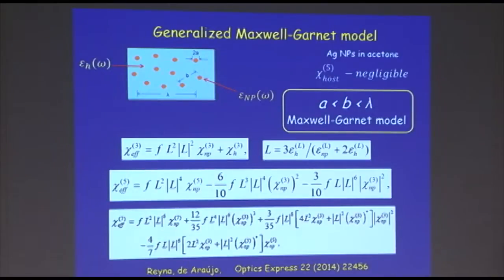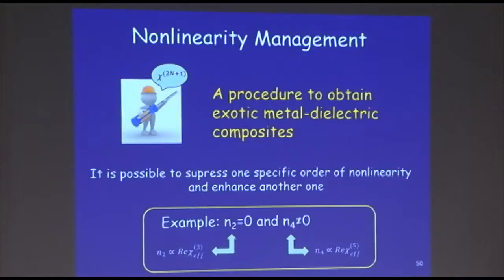Okay, so I have a very exotic kind of material, a material which presents N2 equal to 0, N4 different from 0. And I can still play with the concentration and look what happens with the other nonlinearities. So I have a very original, exotic material. And then we can do what we call nonlinearity management, just to copy what people do in atomic physics. That's our procedure to obtain this special composite.